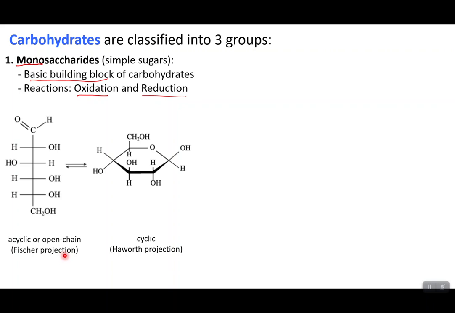And then these open chain molecules can actually cyclize. They can undergo cyclization. And so this is what we are going to refer to as Haworth projections, which we will talk about in a separate video. But the point here is that a monosaccharide can exist either as an open chain or it can exist as a cyclic structure. And we are going to learn how to interconvert between the two.